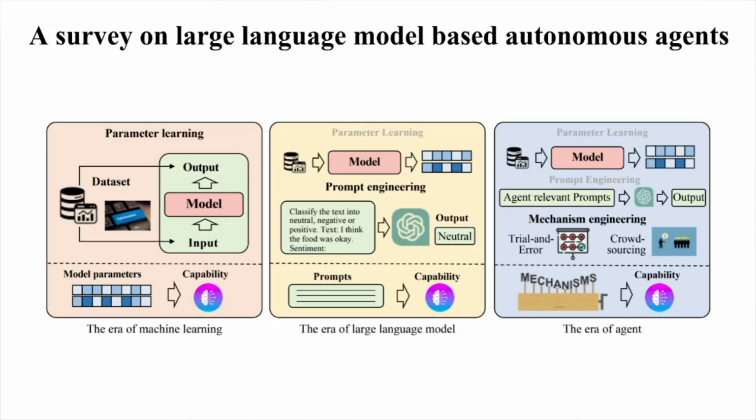But now we're an even step beyond this, in this era of agents, where you've got your parameter learning, you've got your prompt engineering, but now you have this mechanism engineering, where you can build more mechanisms, more tools, more affordances into your agent scaffold, and this brings even further capabilities.